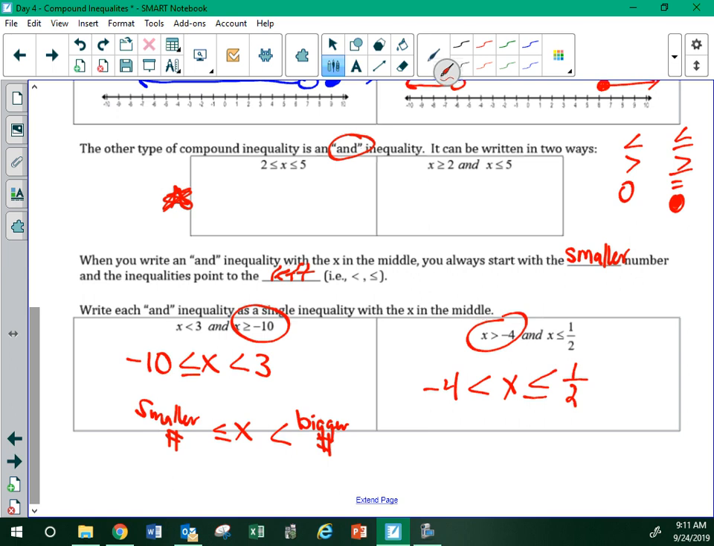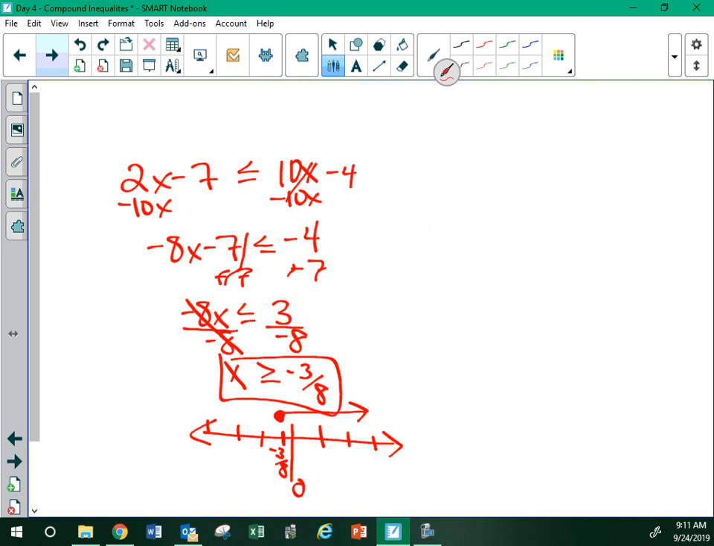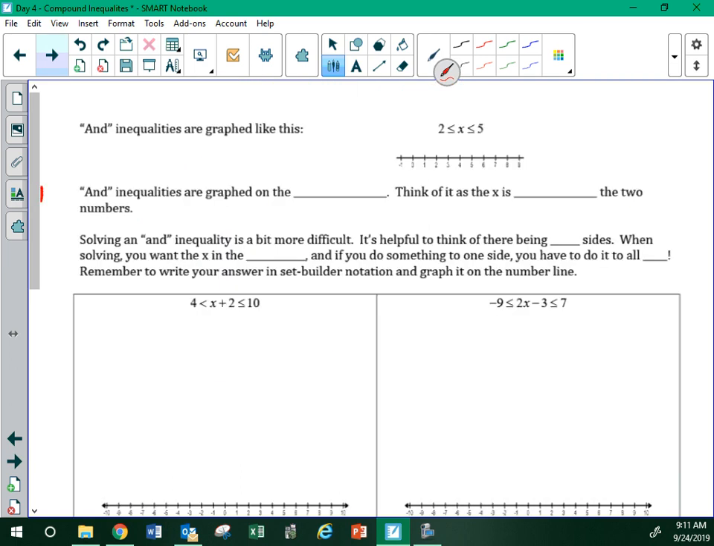Any questions with the front side? Which are just solve these. So now go ahead and flip your paper over.